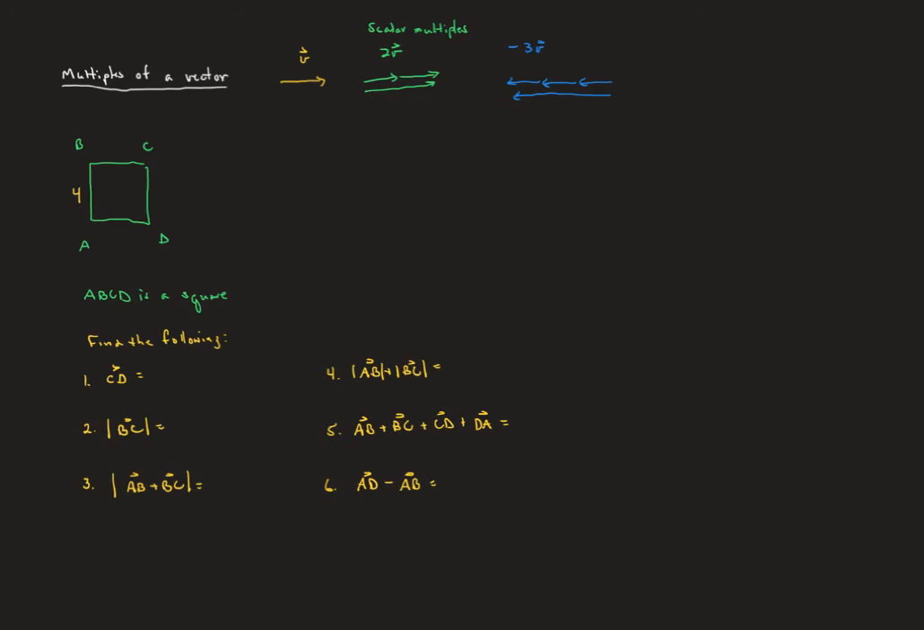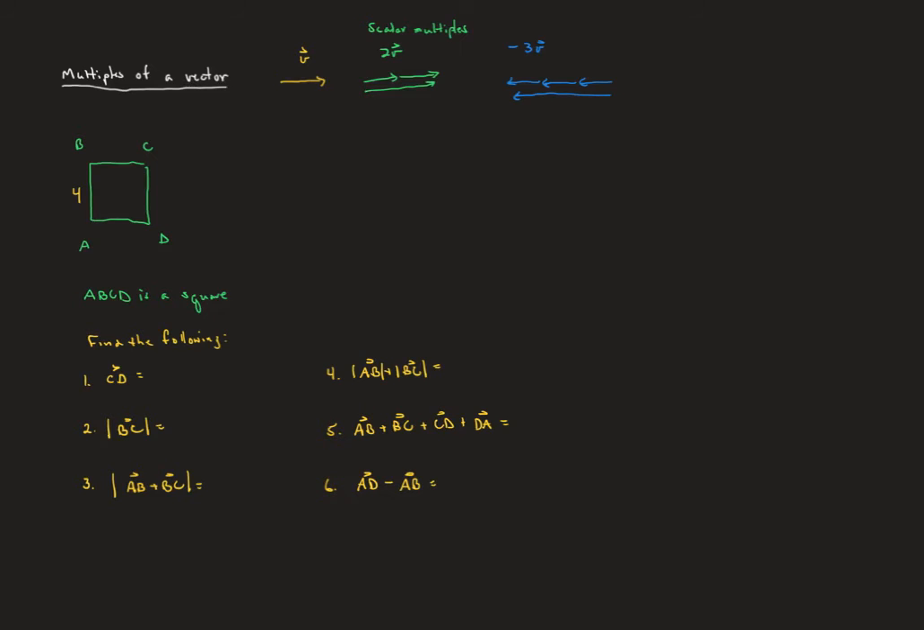Okay, so let's see if we can put this together a little bit with this diagram. We see here that we have a square, ABCD is a square, and you can see the side length is 4. So let's see if we can answer these questions that refer back to this diagram using our growing knowledge of vectors here. So we want to know what the vector CD is equal to.